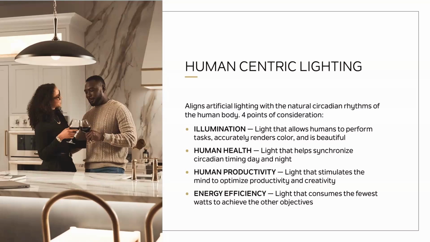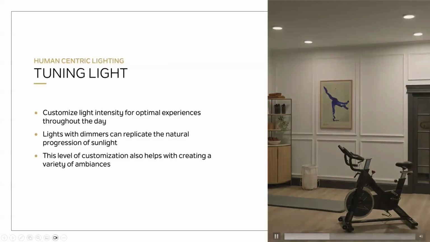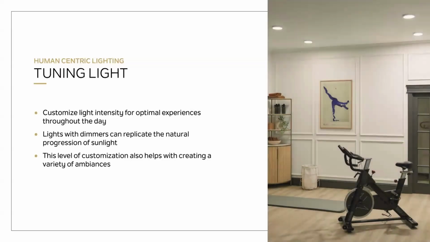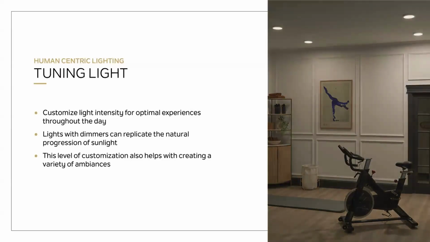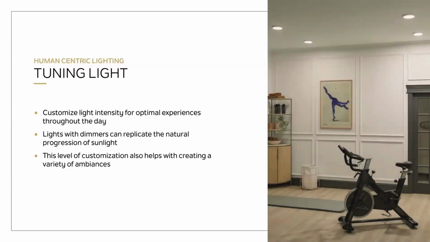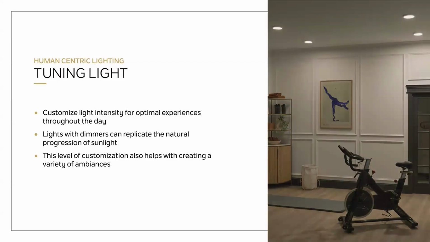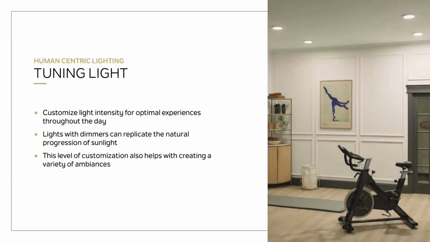So, as you can see, light really impacts not only the beauty of our home, but it truly impacts our well being and how we work and how we live. Tuning light, having the ability to tune a lighting system to match the intensity of natural light, is always best for human centric lighting. This could be done with the light fixtures operating on dimmers, as I mentioned. That's why dimmers are so important, because they're so universal and adjustable.